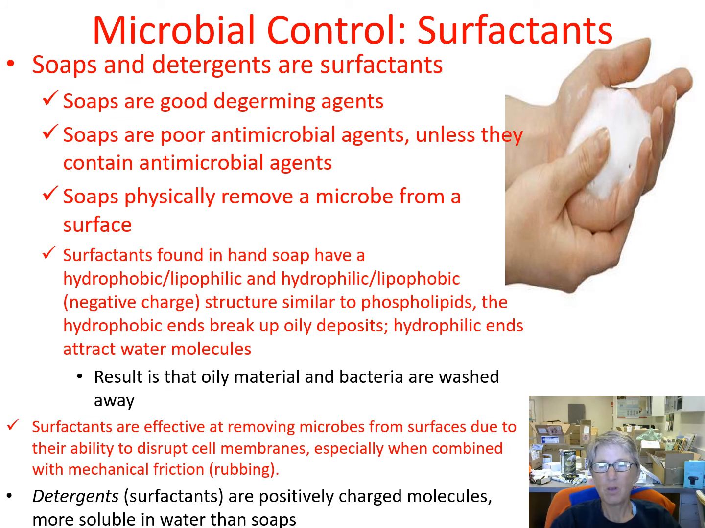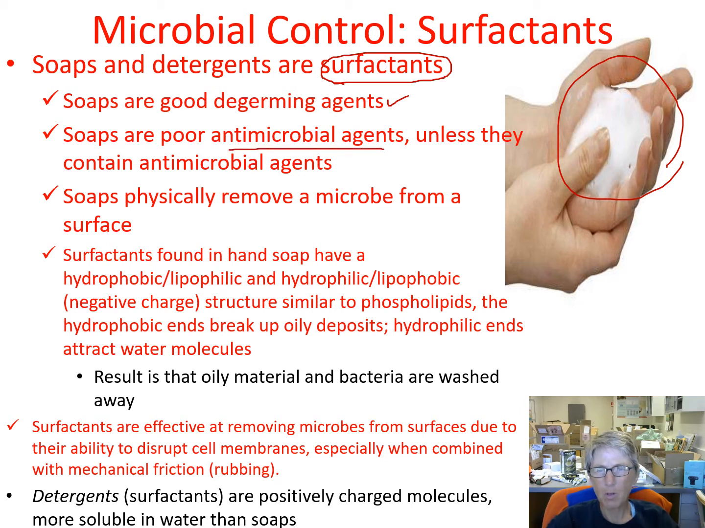Surfactants, soaps and detergents. So here you are, washing your hands. Boy, we know how to do that nowadays. Everybody's washing their hands, which is good. Soaps and detergents are collectively known as surfactants. Soaps are good degerming agents because you use friction to degerm your hands. Soaps are poor antimicrobial agents unless the soap contains a specific antimicrobial agent. They physically remove a microbe from the surface, through friction, like I said.